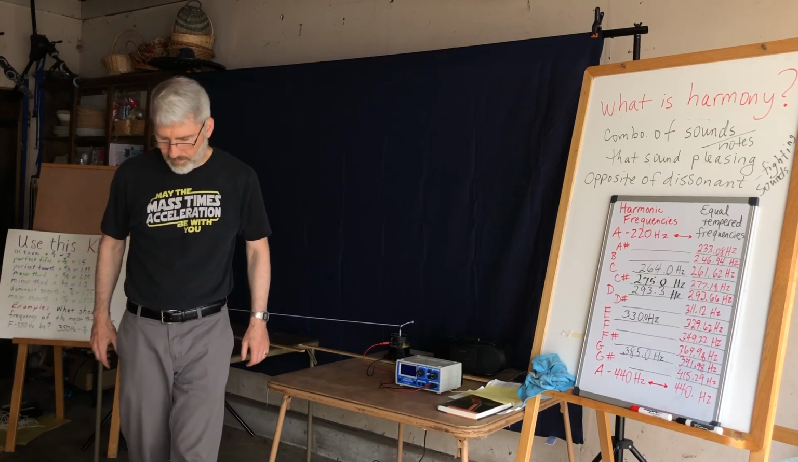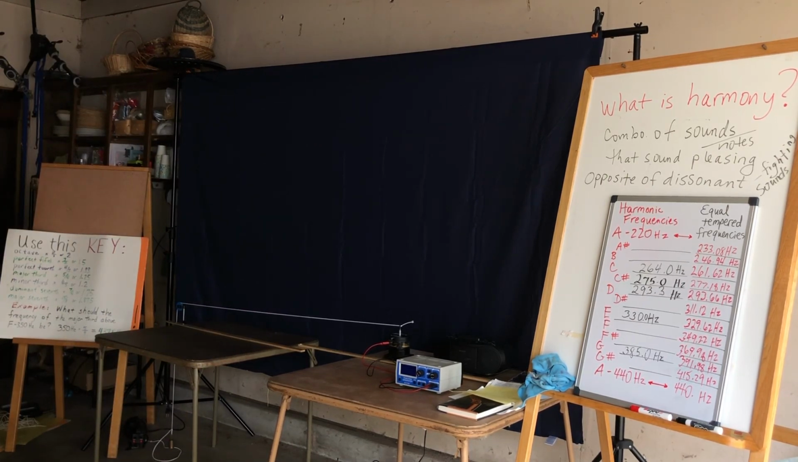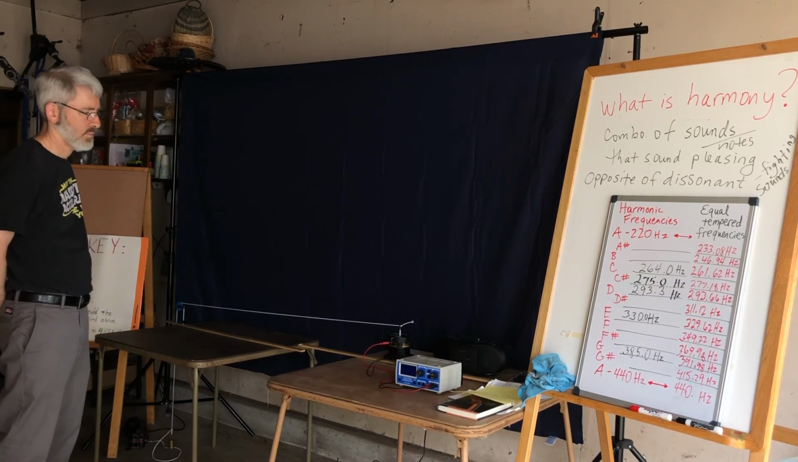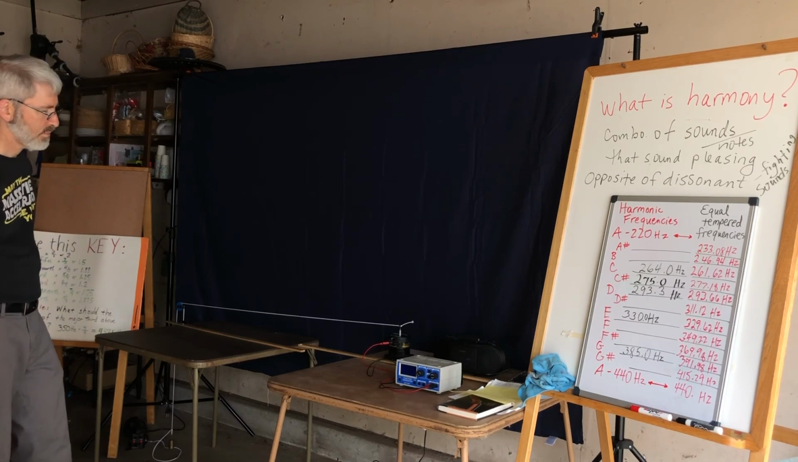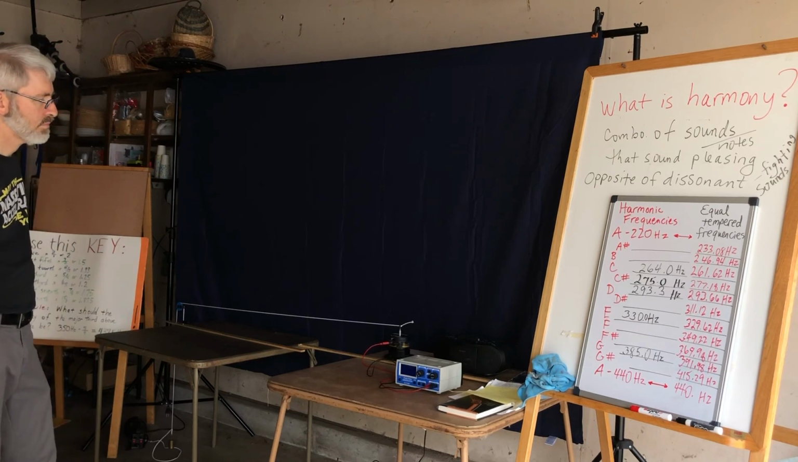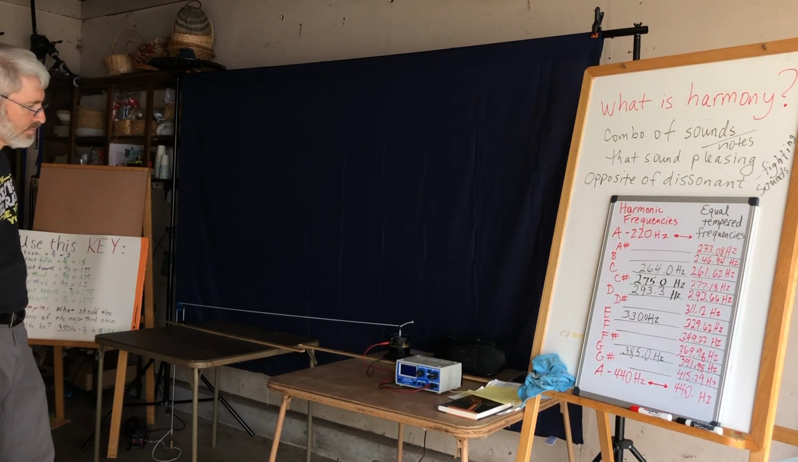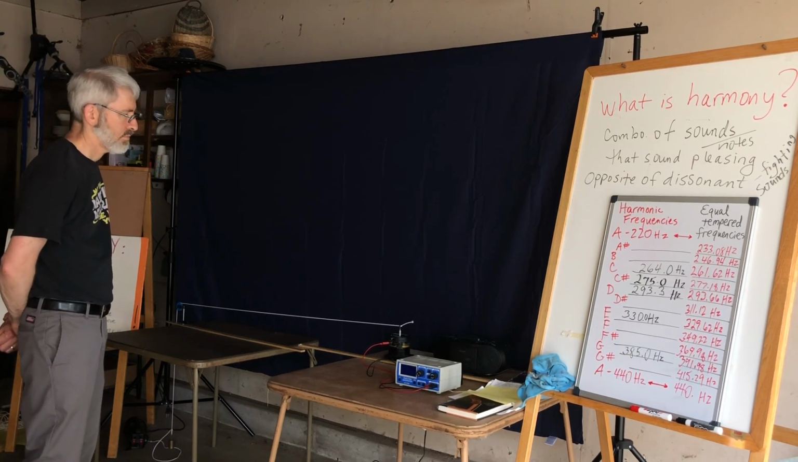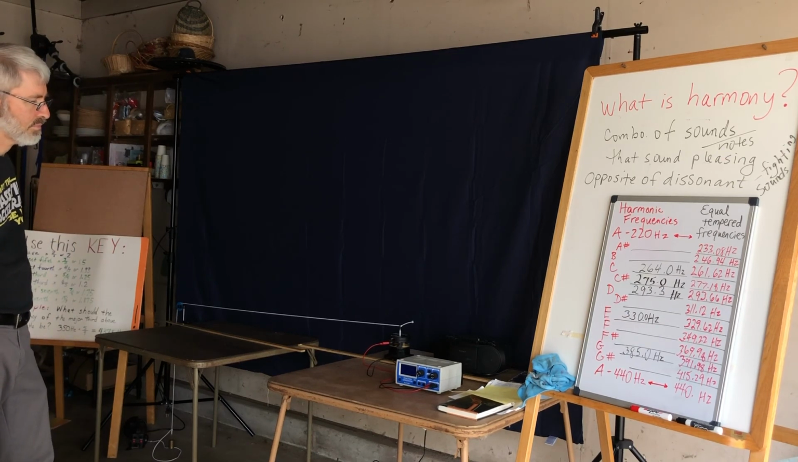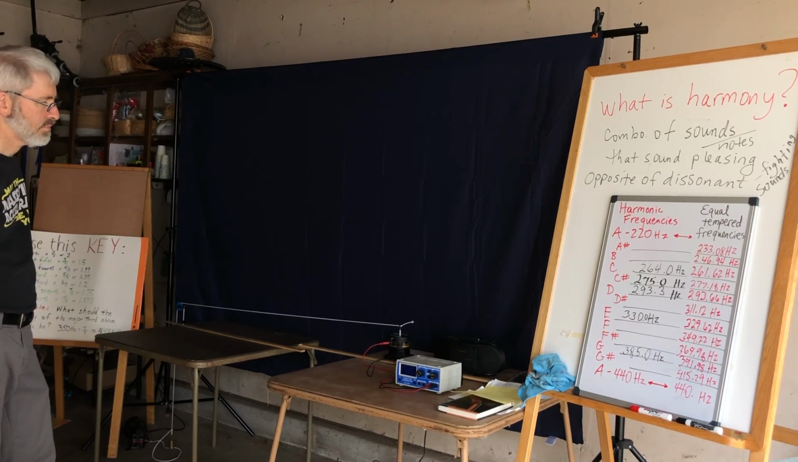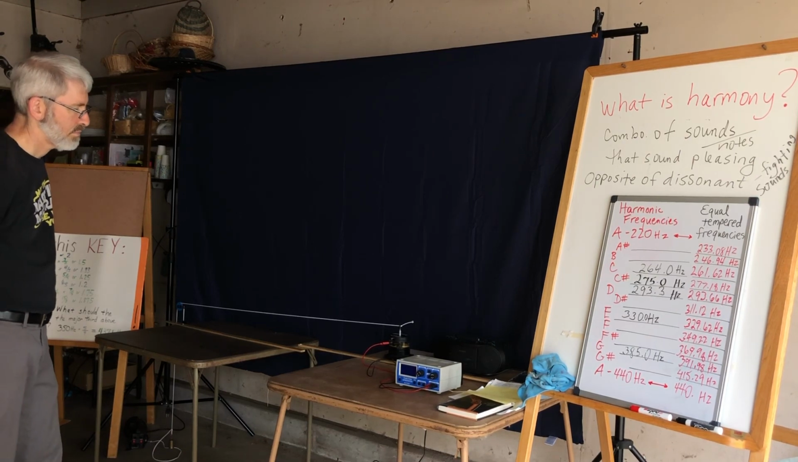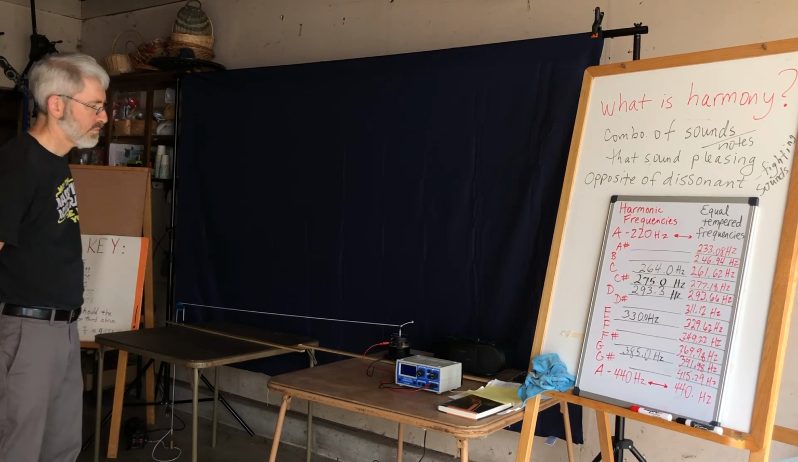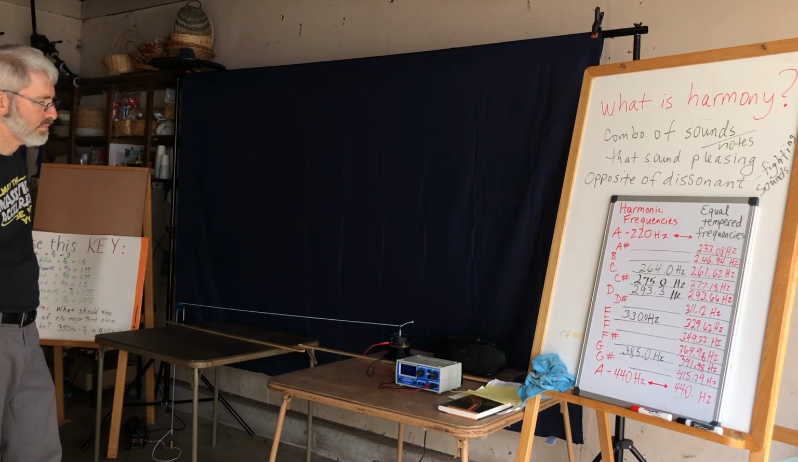The circle of fifths in Kernberger 3. C, F, B flat, E flat, A flat, D flat, G flat, B, E, A, D, G, C.